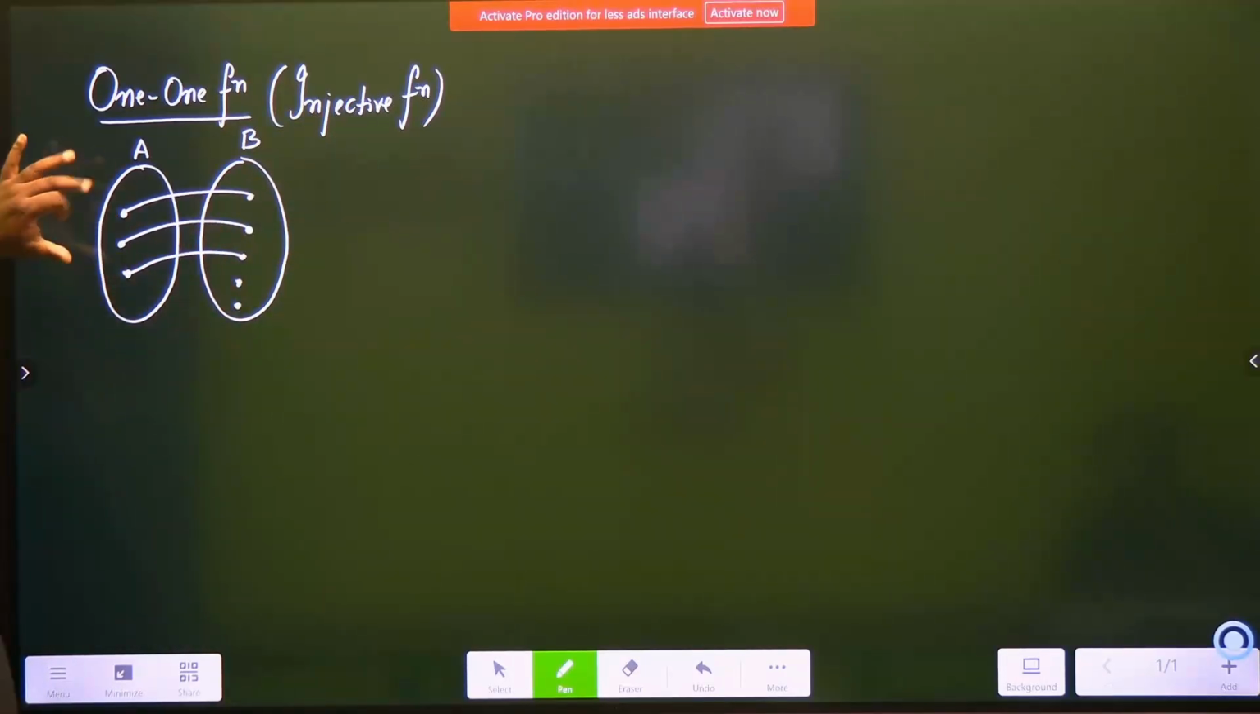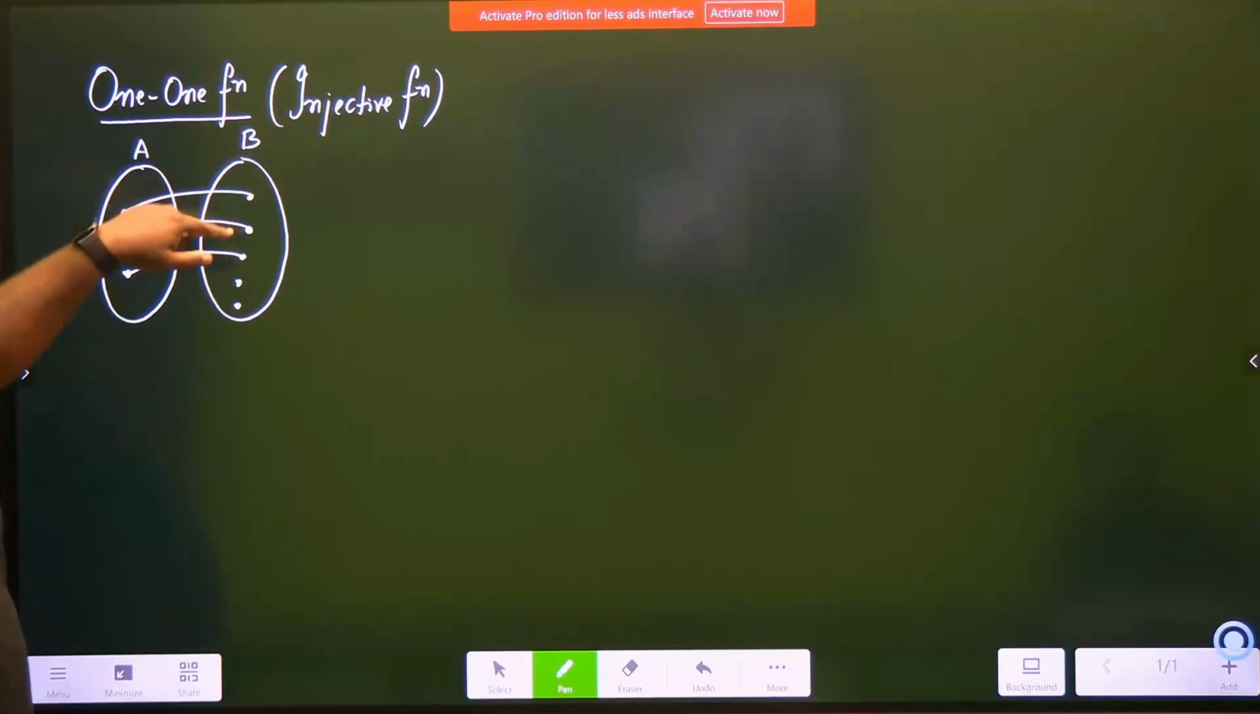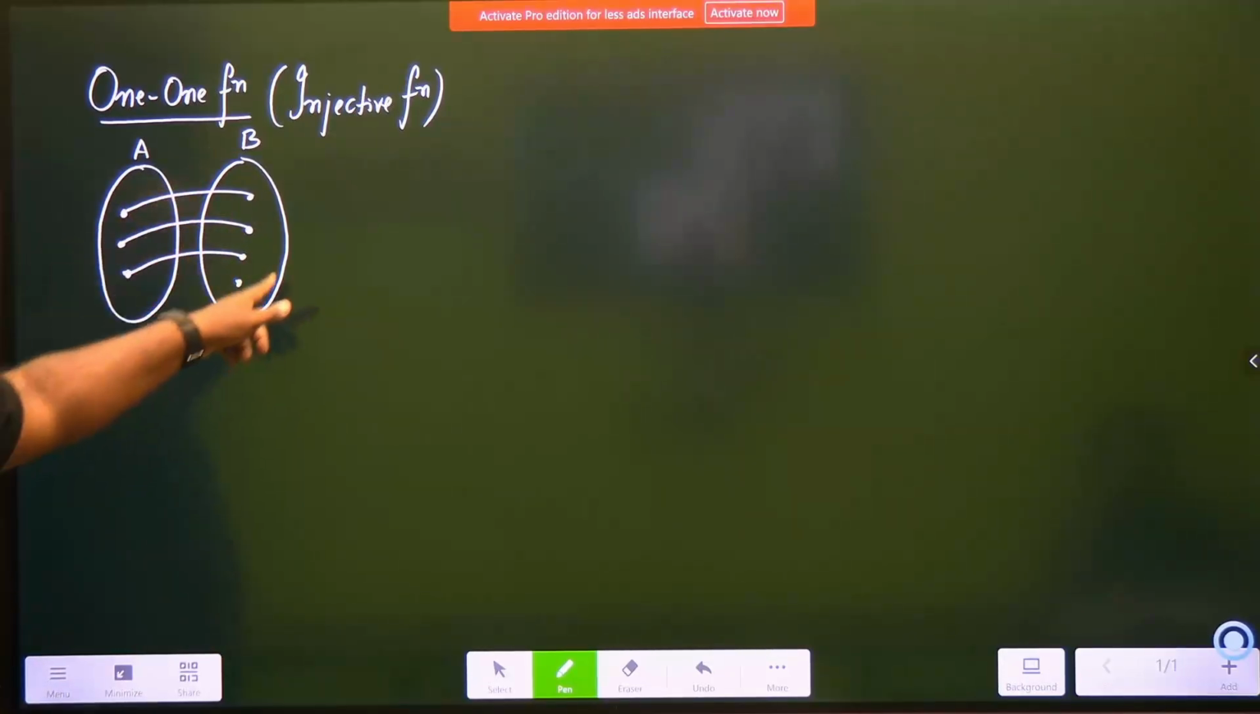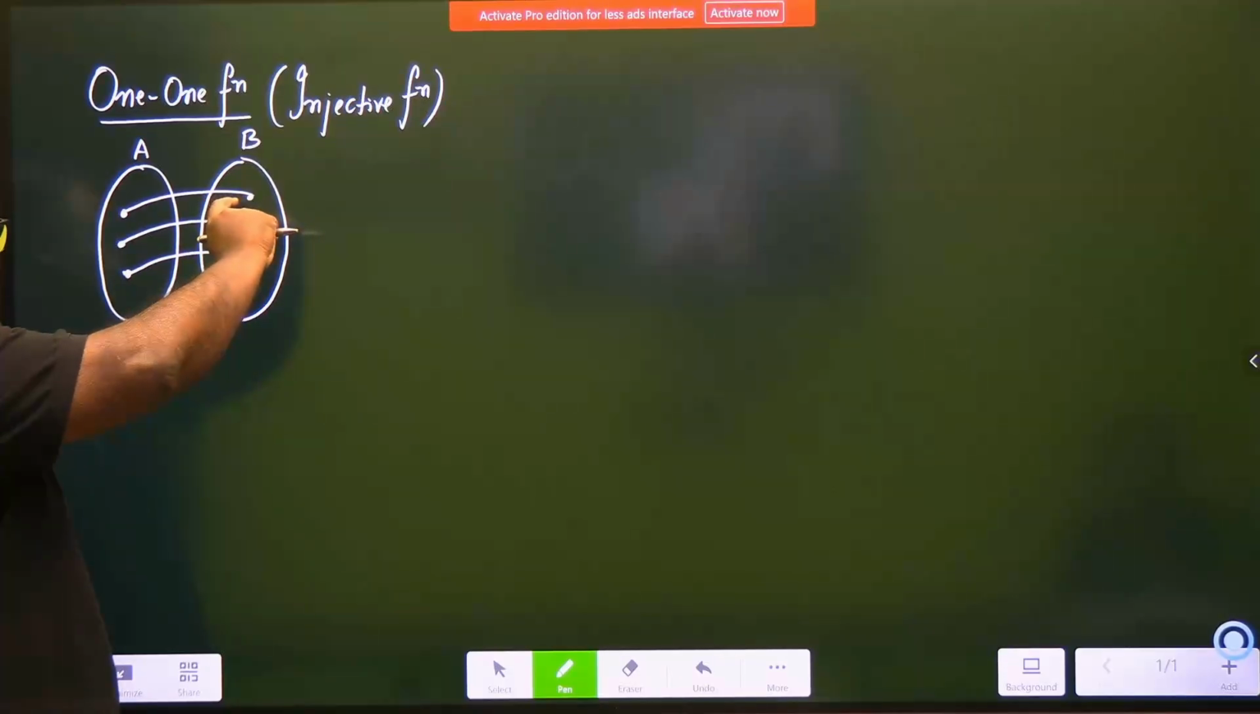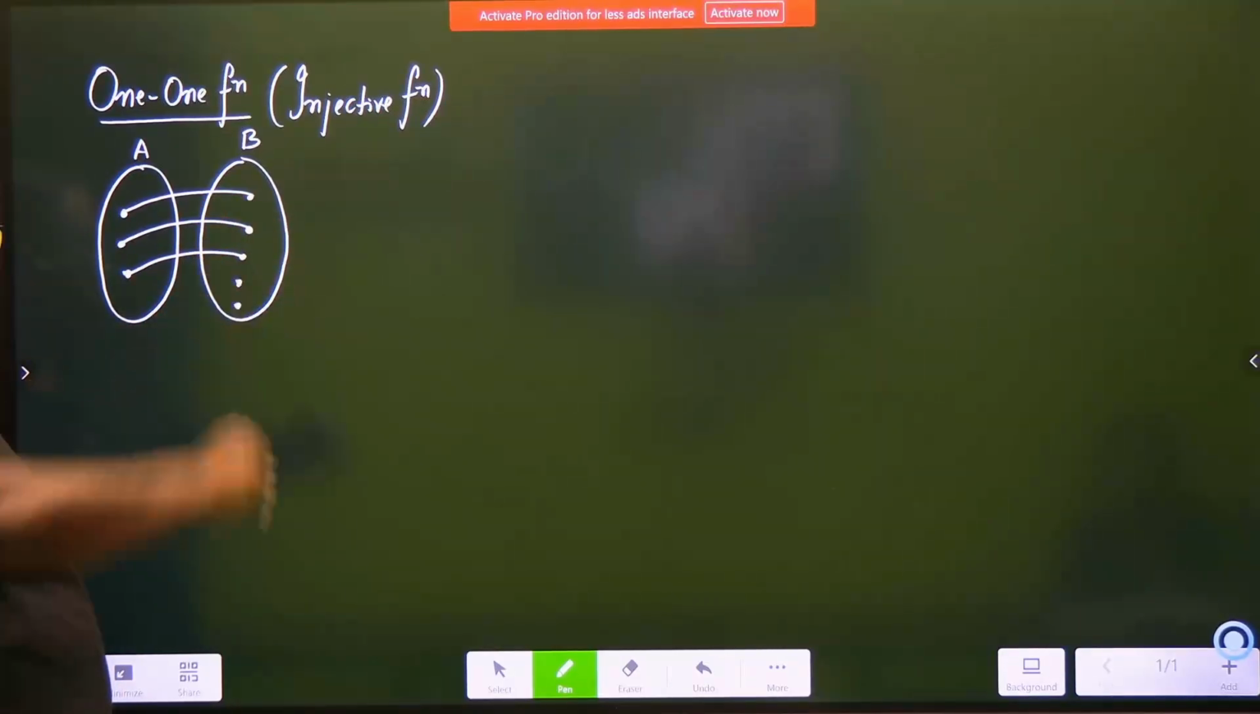In an injective function, every element of the input or the domain should be mapped. Just try and see, every element of the domain is mapped to a distinct element in the codomain. And this much portion will be known as my range. A range is always a subset of a codomain, right?